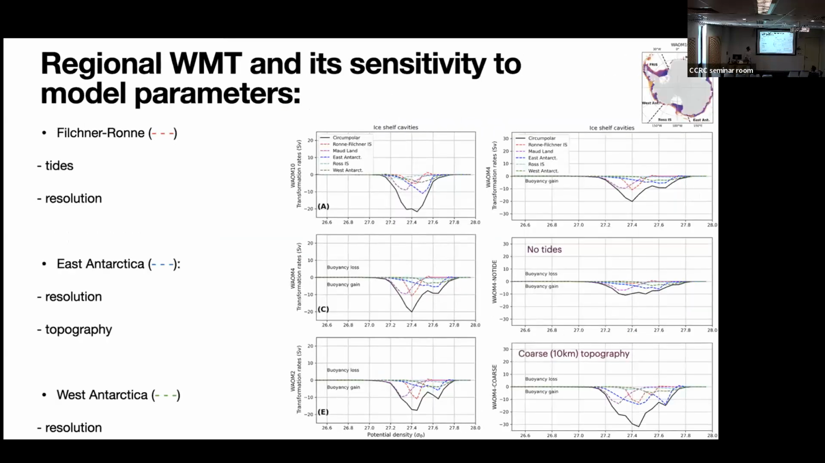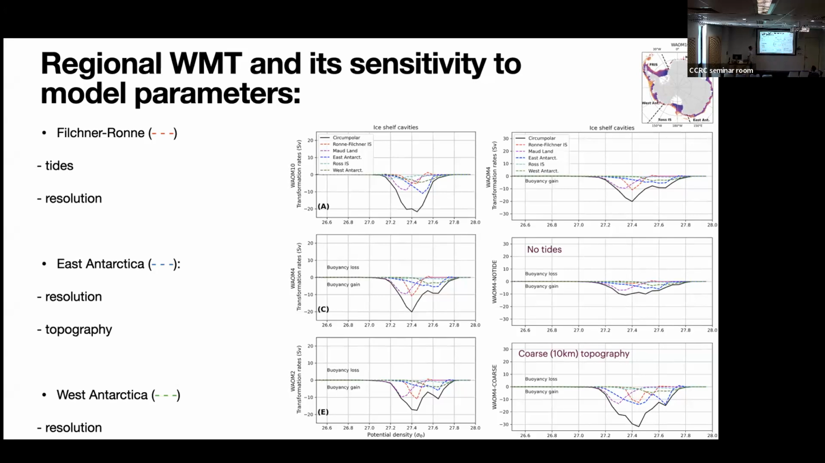Before that, I want to show that besides having the three different resolutions, you also carried out two different experiments using the 4-kilometer setup. You had one experiment deactivating the tidal forcing, so no tides, and one 4-kilometer experiment using a coarse 10-kilometer topography to try to understand the effects of the topography on these water mass transformation sensitivities.